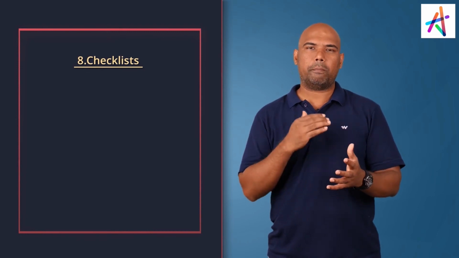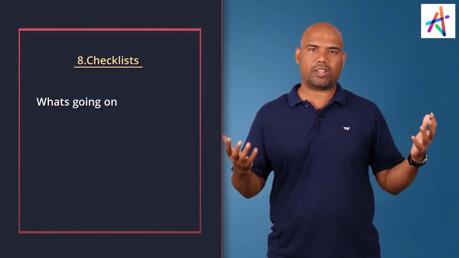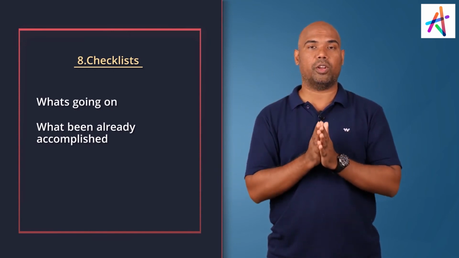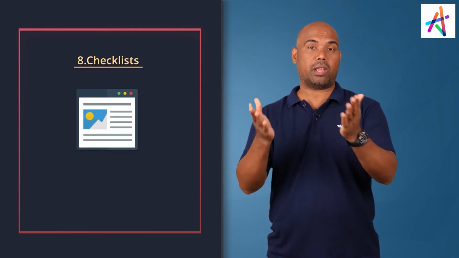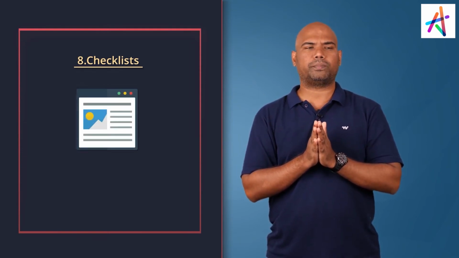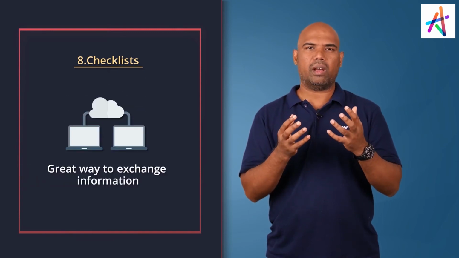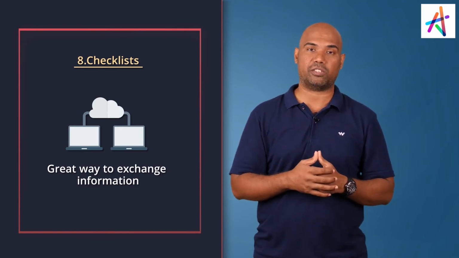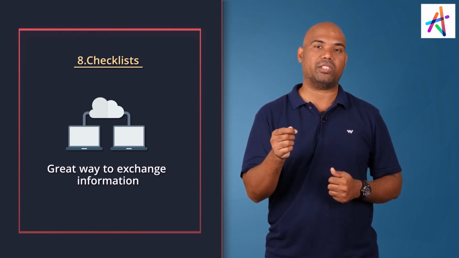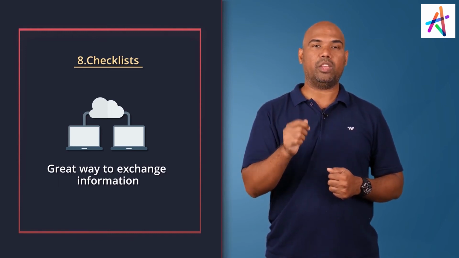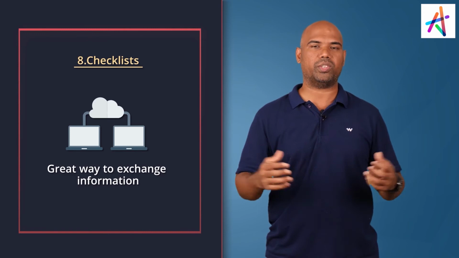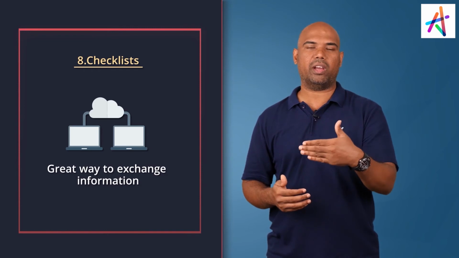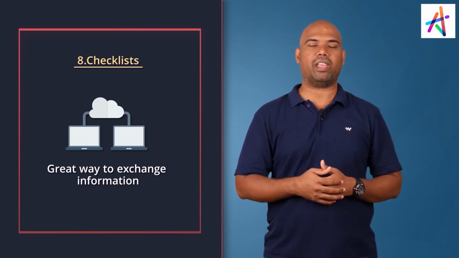By using checklists, people can quickly look at what's going on, what's already been accomplished and what's not, and so on and so forth. Checklists are super good as a type of content. It also acts as a great instrument to exchange information. So if you want to get somebody's email address, for example, you can use a checklist as a lead magnet. You give something in return for something, which in this case is an information exchange. You provide some kind of guide, a checklist, in return for their email address.